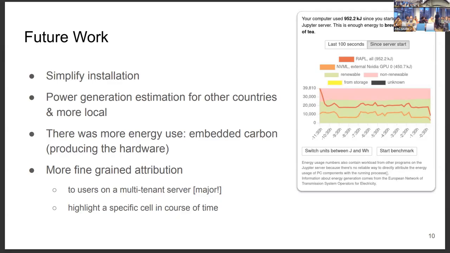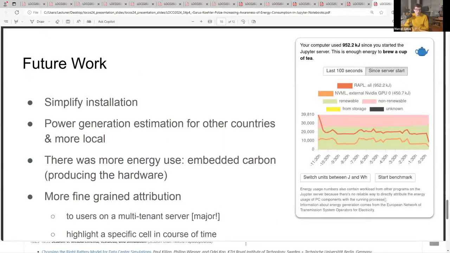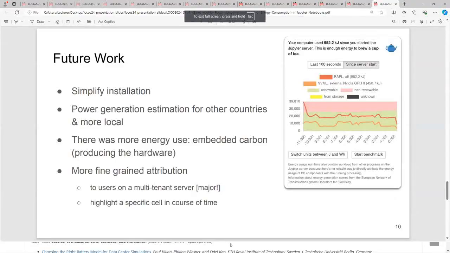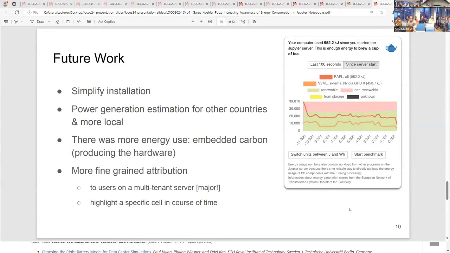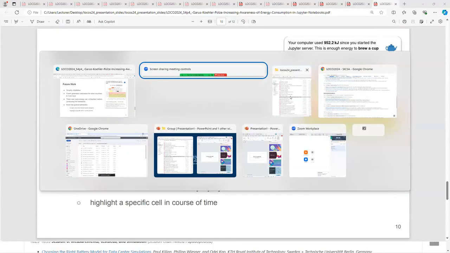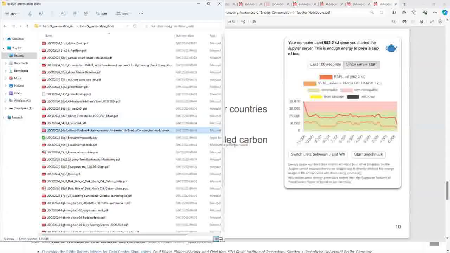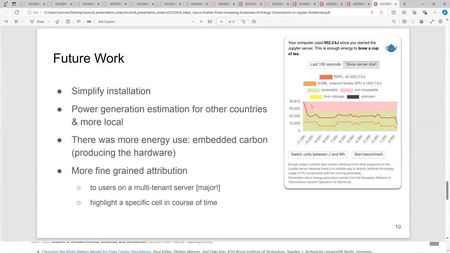Thank you. We have a question online if there is still some time. Sure. So it's from Dan. Yeah, go. We can ask the one online. Yeah, so the question says energy use of a single cell in a notebook would be really cool, but are there any technical barriers to that?